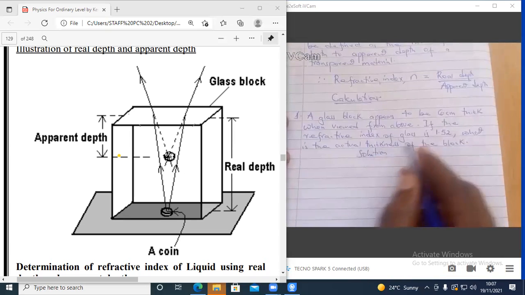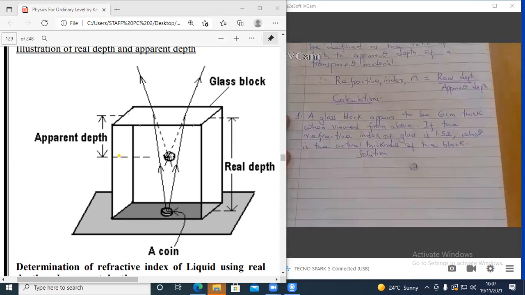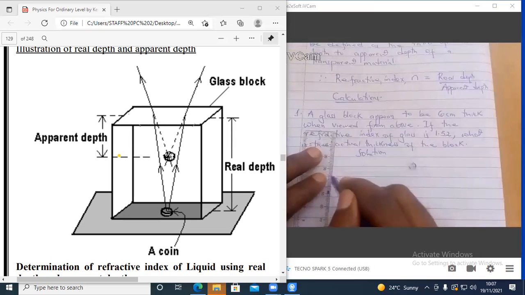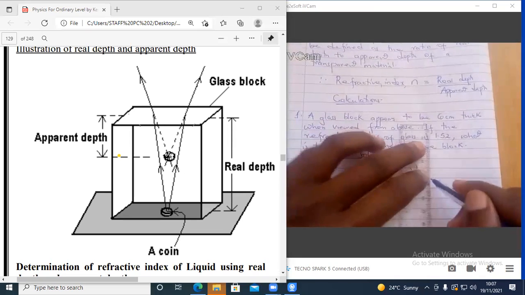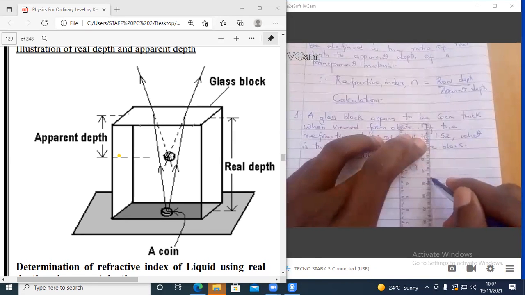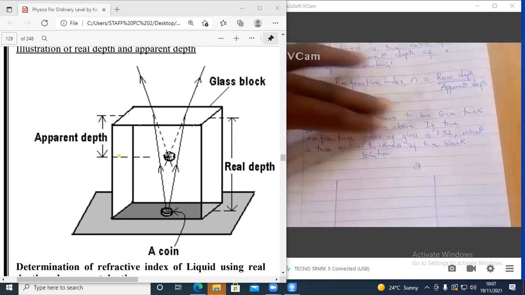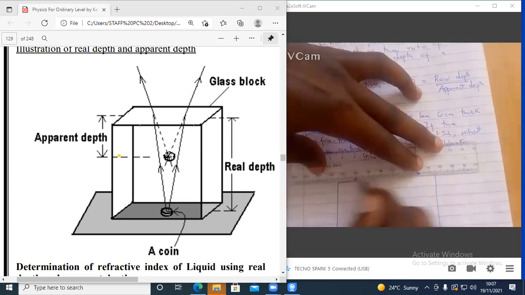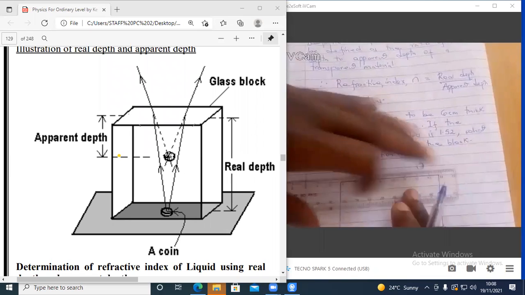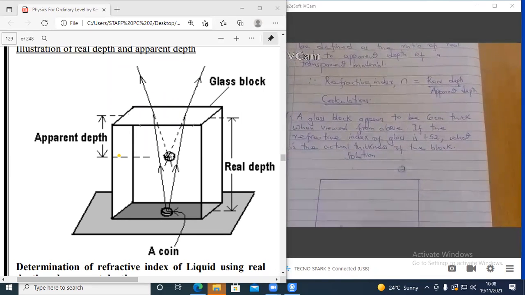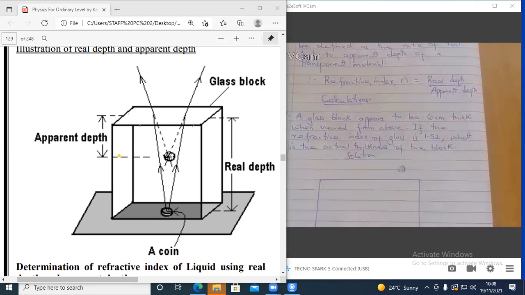So from here, let me have a sketch for you so that you can see that. If this is my glass block, and maybe there's an object down here, I want you to see clearly what they are talking about.